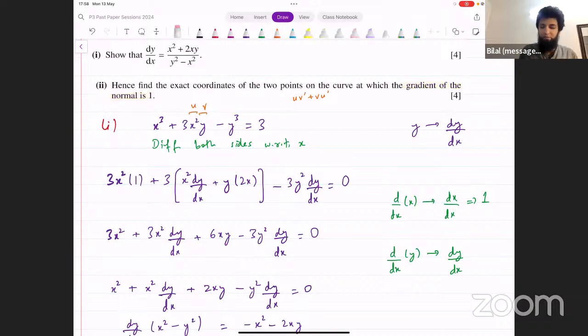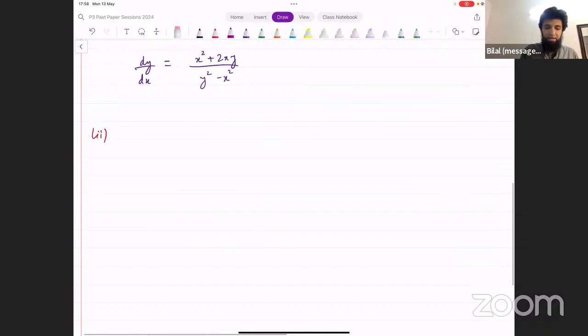Now, how do you find gradient of normal? This is the gradient of the curve. dy over dx represents gradient of curve. Now, what we can do is, we can say, if the gradient of the normal at that point is 1, let me write that on the side.